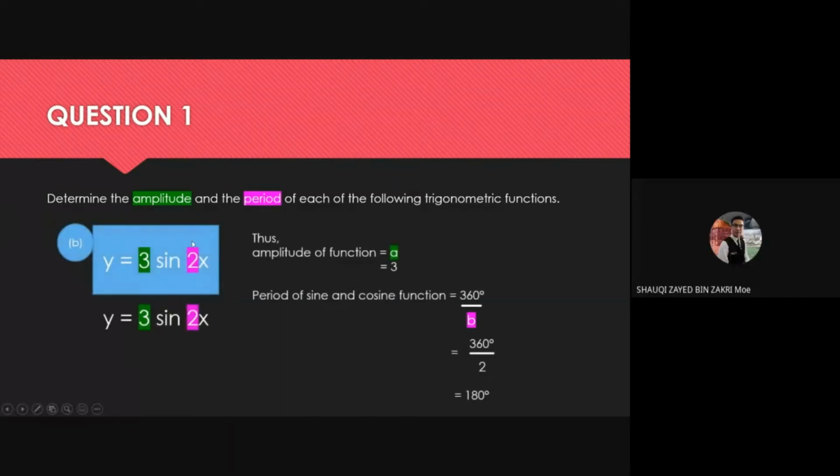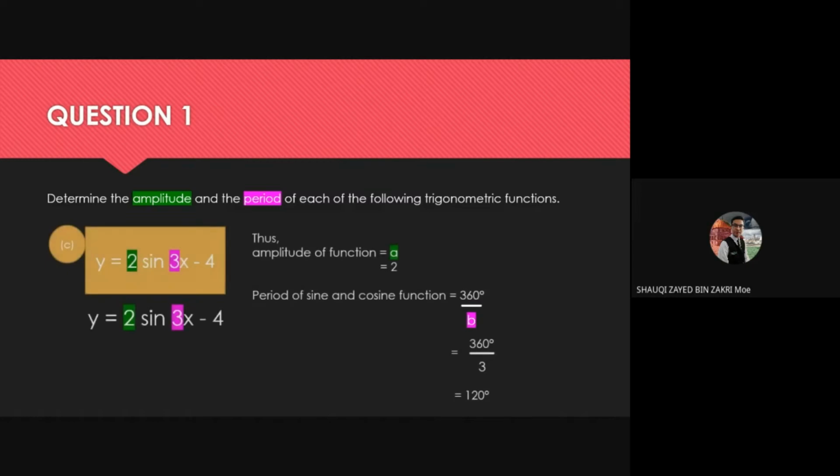And then for B, the function is y equals 3 sine 2x. So again, just following the formula, A sine bx plus c, but we don't have c, so we just represent the amplitude as 3. So the amplitude from the function, I would say it is 3. And then for the period, we substitute into the formula 360 degree, and B is 2. So 360 divided by 2 is 180. So the answer is 3 and 180.